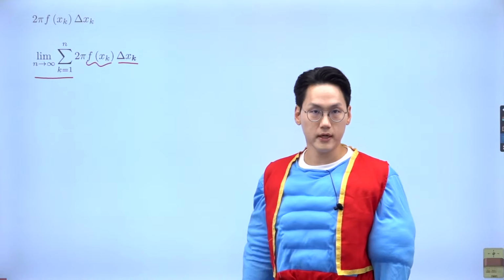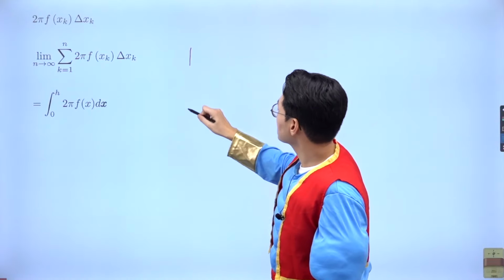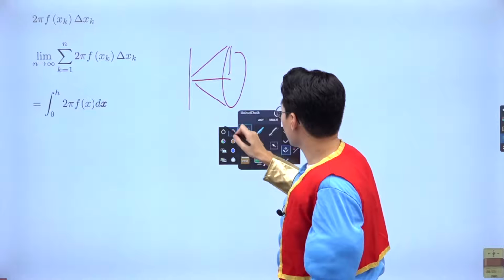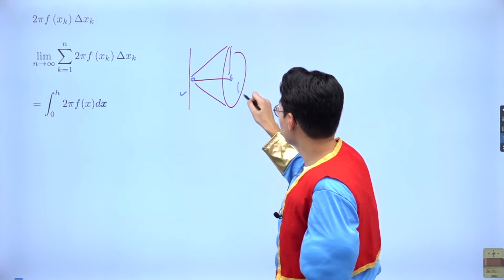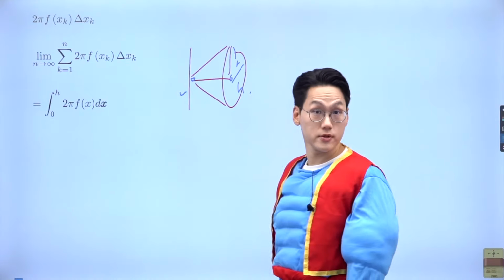So beautiful, I can just plug it into the definite integral expression as the following. So remember, the delta xk, in this case of a cylinder, right? The x went from 0 to the height h, okay? Where the y value was given to be the radius r.